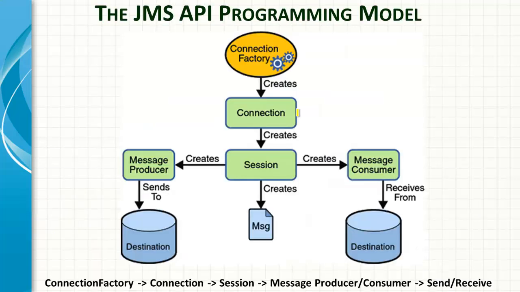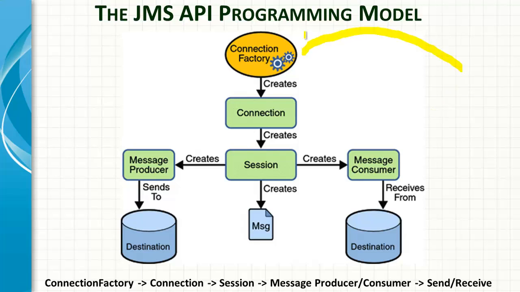How does the JMS API programming model look? Of course, it will be similar to any other. In the database model itself, we first create the connection. After creating the driver connection, we fire the SQL, get the result set, and process the result set. That's the standard database thing.